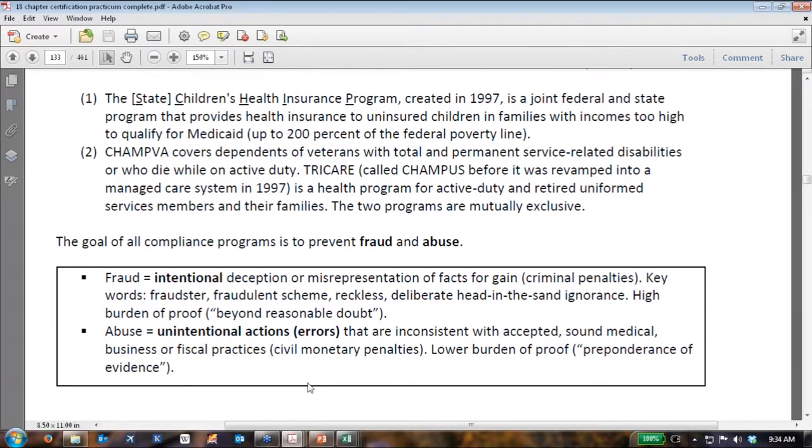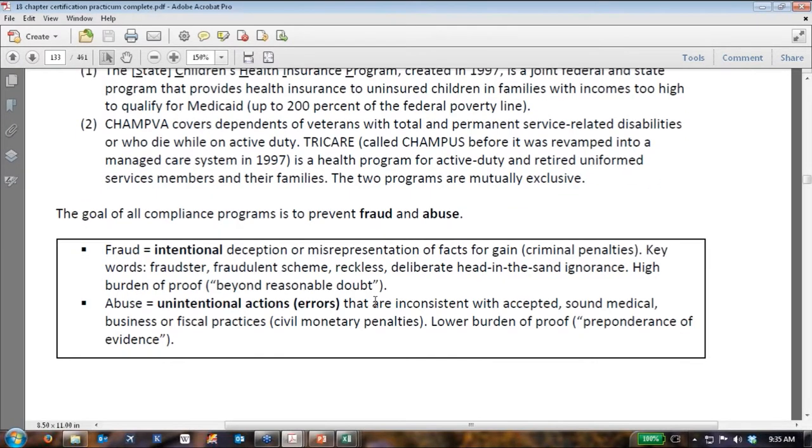And just the last comment, the difference between fraud and abuse, something that you could also encounter on the exam. Fraud is always intentional and carries criminal penalties. Abuse is generally unintentional and carries civil monetary penalties. It also has a lower burden of proof than fraud does. So take a look at this box on page 131. Okay, it's time for some polling questions.